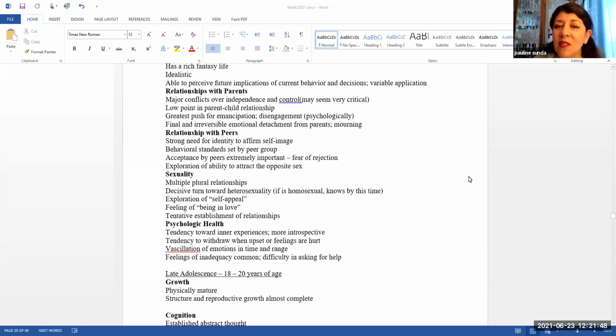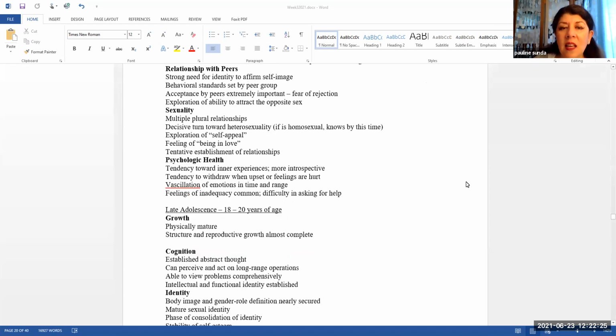Relationships with parents. This is where we have those major conflicts over independence and control. This may seem very critical. This is really that low point in the parent-child relationship. This is the greatest push for emancipation and psychological disengagement for the children. Relationship with peers. Here you've got that strong need for identity to affirm your self-image. Often the behavioral standards are set by their peer group. Acceptance by peers is extremely important, and fear of rejection is really palpable.